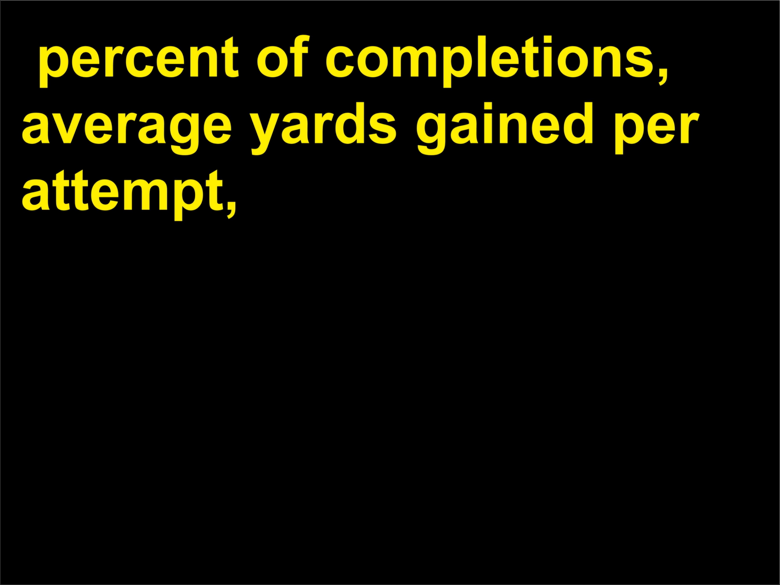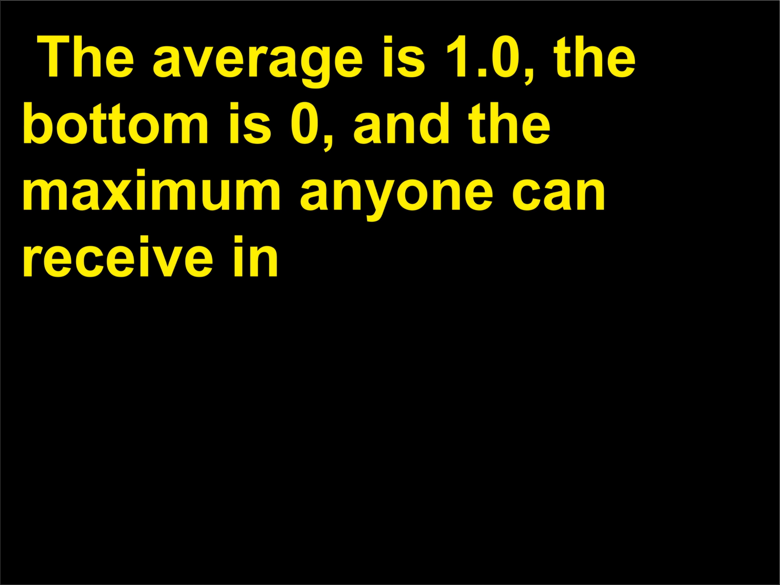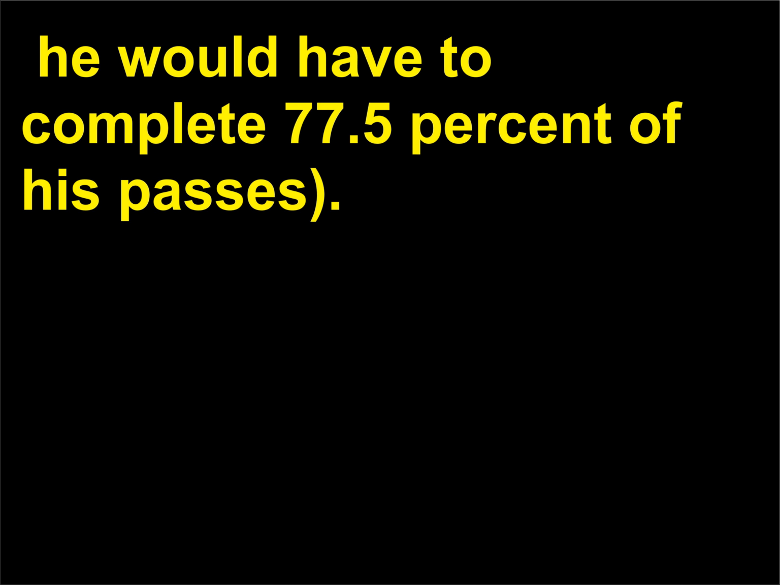Percent of completions, average yards gained per attempt, percentage of touchdown passes, and the percent of interceptions. The average is 1.0, the bottom is 0, and the maximum anyone can receive in any category is 2.375. This is difficult for a passer to gain 2.375 in completion percents. He would have to complete 77.5% of his passes.